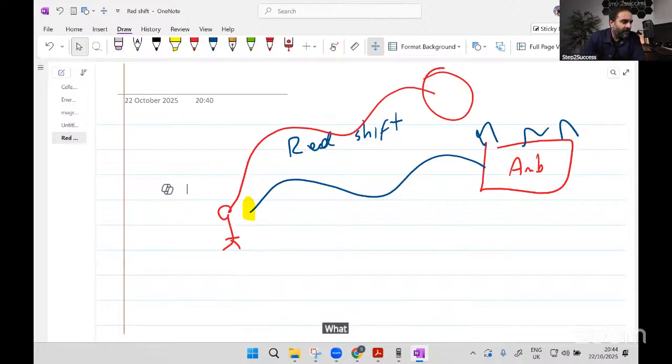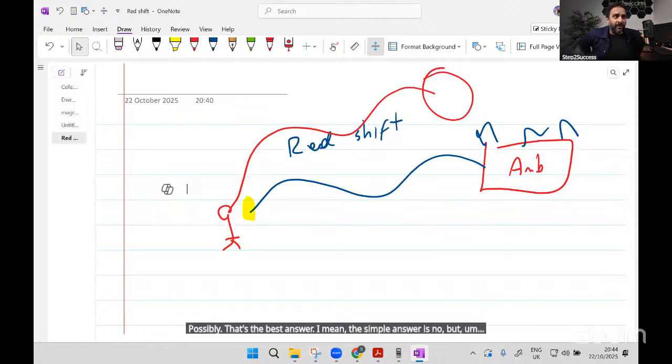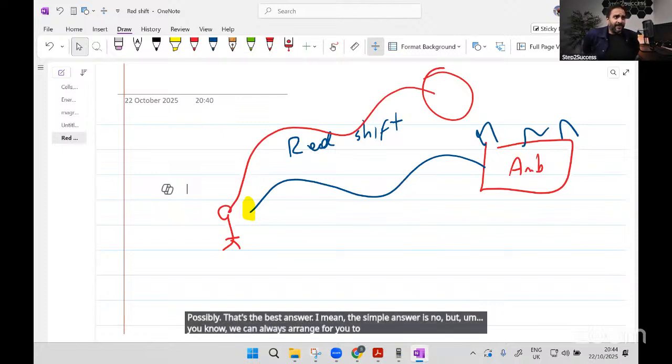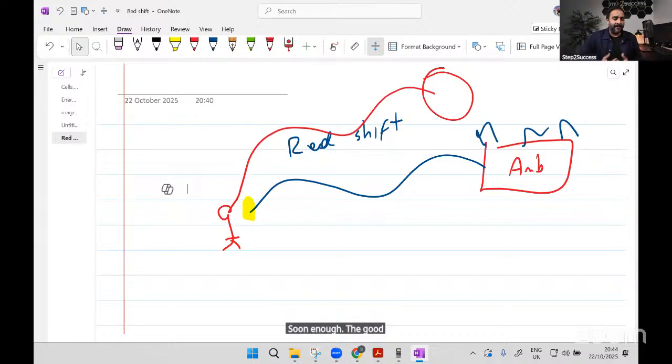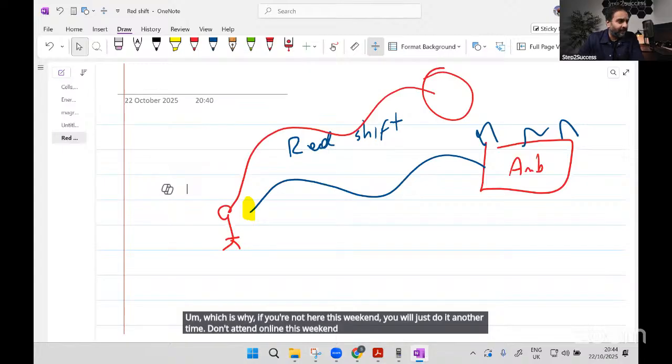What if you don't do well? Will you have to reset the test next week? Possibly. That's the best answer. I mean, the simple answer is no, but we can always arrange for you to have another go at it soon enough. The good thing about tests is that it's not a lesson, is it? So you can always just come in and stay behind after your lesson or come earlier and do it. Which is why if you're not here this weekend, you will just do it another time. Don't attend online this weekend because there will be no lesson online.